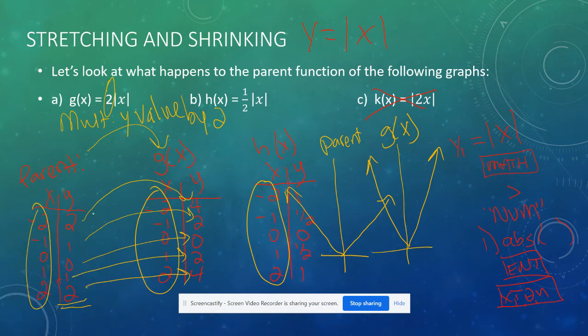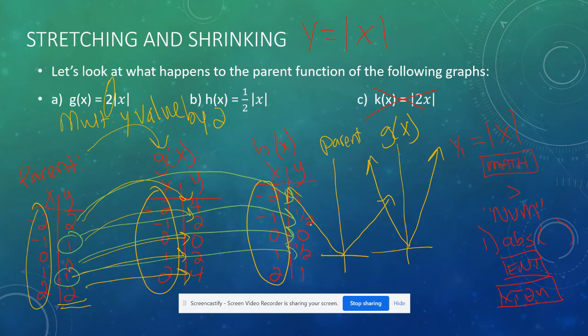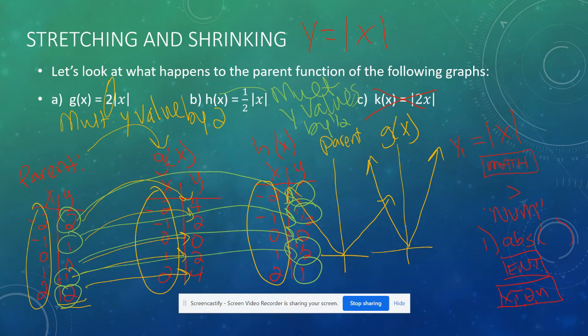Then if I were going to look at the difference from the parent to the h function and the 1/2 that's there, well, I see these ones change to a half. And half of 2 is 1. So it looks like we multiplied the y values by 1/2, and it took this parent function and made it come out really, really wide. So it shrunk down towards the x-axis.